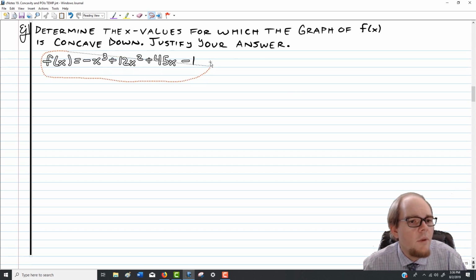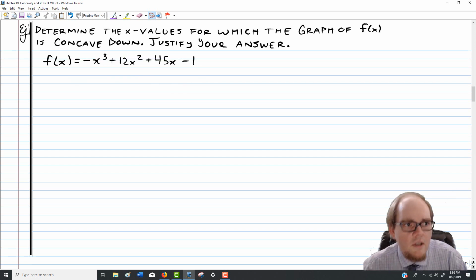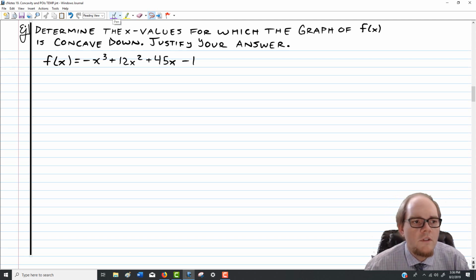Our function is another polynomial, again, just to get our bearings here. We'll get a chance to play with some more difficult functions later. But our function f of x is negative x cubed plus 12x squared plus 45x minus 1. And we want to see what's actually going on here.